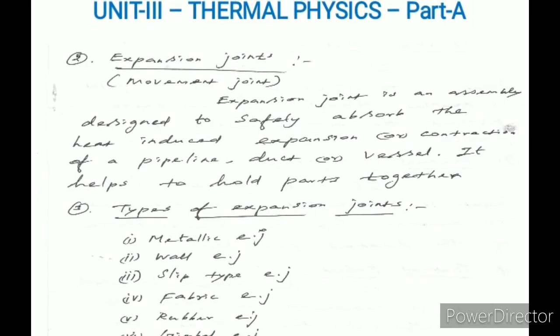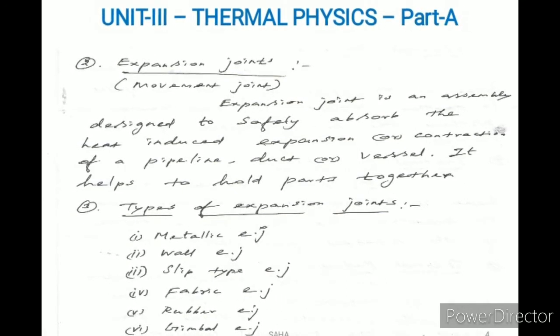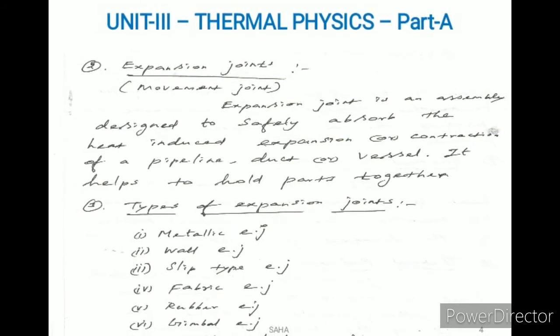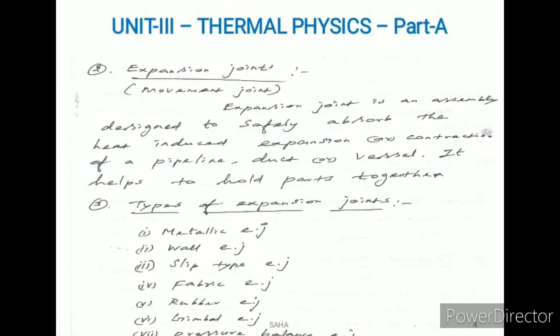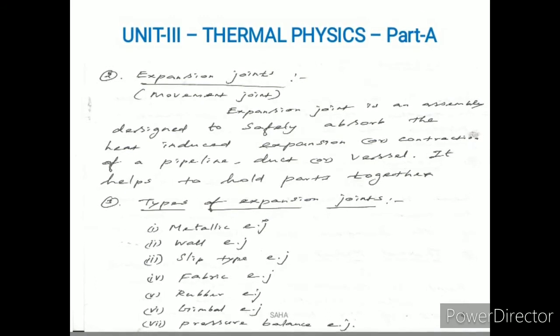The third question is the types of expansion joint. Totally 7 types: metallic expansion joint, wall expansion joint, slip type expansion joint, fabric expansion joint, rubber expansion joint, gimbal expansion joint, pressure balance expansion joint. The first question we discussed was types of expansion, but the third question is types of expansion joint, so there is a difference between the first and the third.